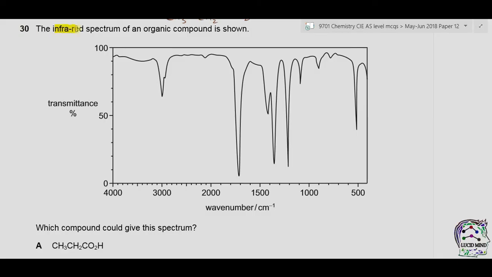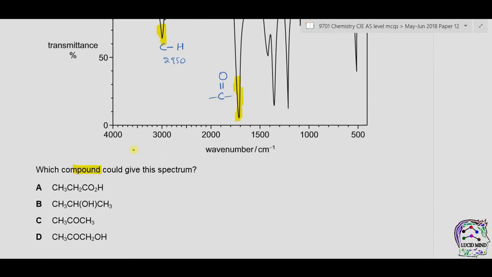Question 30. The IR spectrum of an organic compound is shown. This is the spectrum. We have this peak and this is also an important peak. Which compound could give this spectrum? Now from the spectrum we can see that this peak is around 2950, so it is of the carbon-hydrogen bond. And this peak is around 1700 something, so it is because of the presence of carbonyl carbon. Let's look into the options.